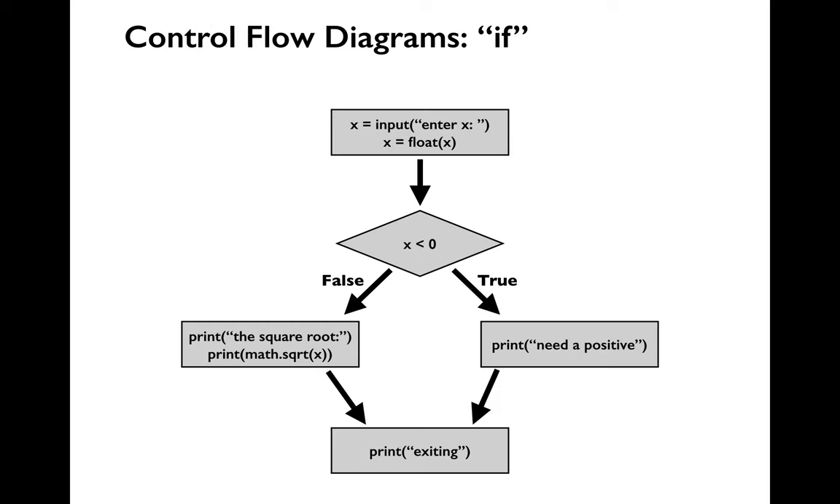So let's come back to these diagrams we've seen before. It's a slight variant of what we did before. It's a program that takes an input from the user and converts it to a float. And then, depending on whether it's positive or negative, it might do one of two things. If it's less than zero, then we are going to print out that, hey, we need a positive number. If it's greater than zero, then we're going to take the square root of it, right? We can't take the square root of a negative number. And then finally, we're going to print exiting.